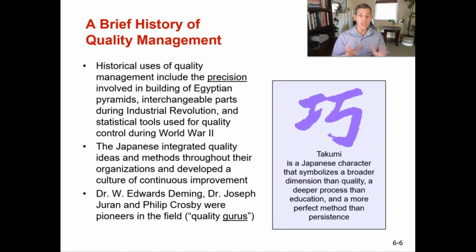So some of the people we're going to talk about today are Edwards Deming, Joseph Juran, and Philip Crosby. These were some of the pioneers in the quality management field. We're going to call them the quality gurus, but there are many others that have helped to make quality improvements over the years.